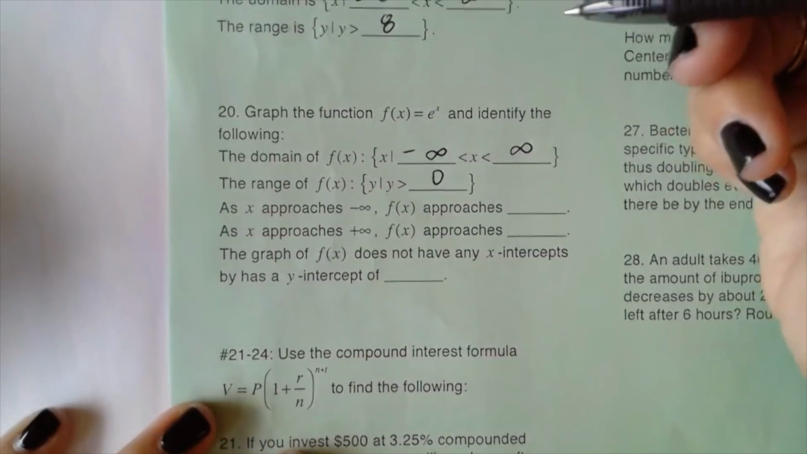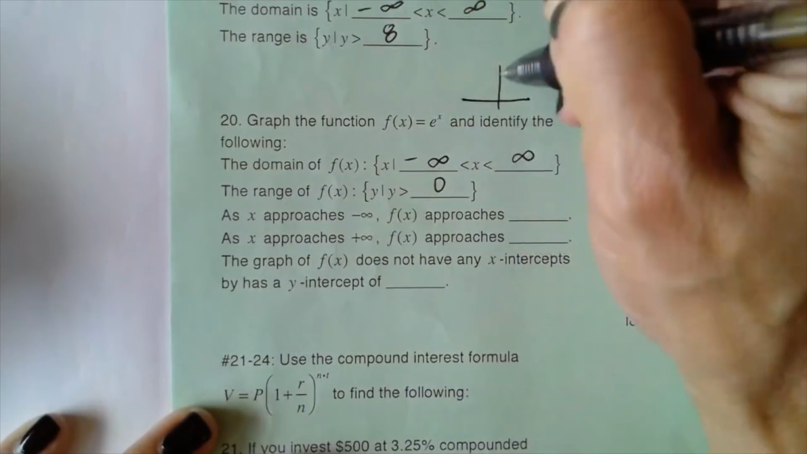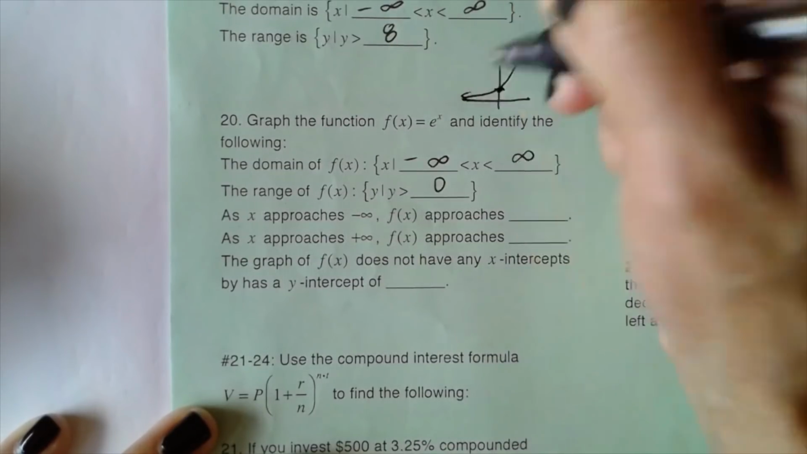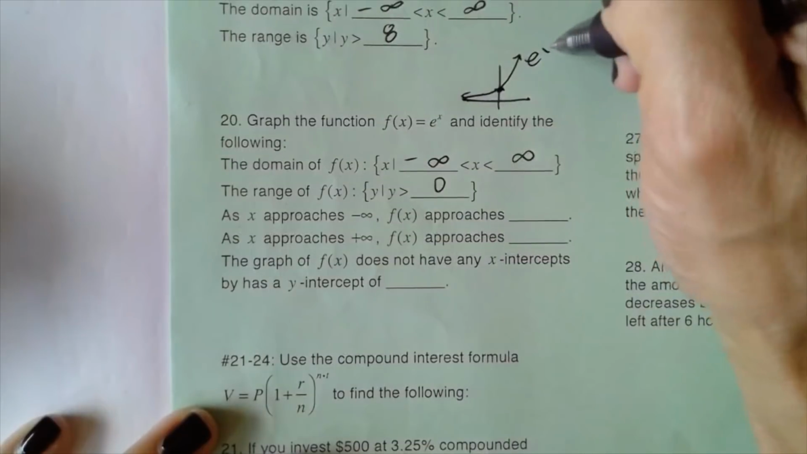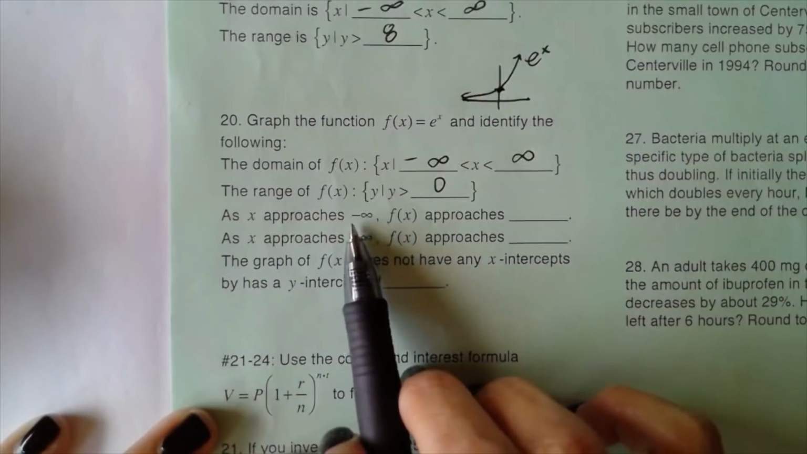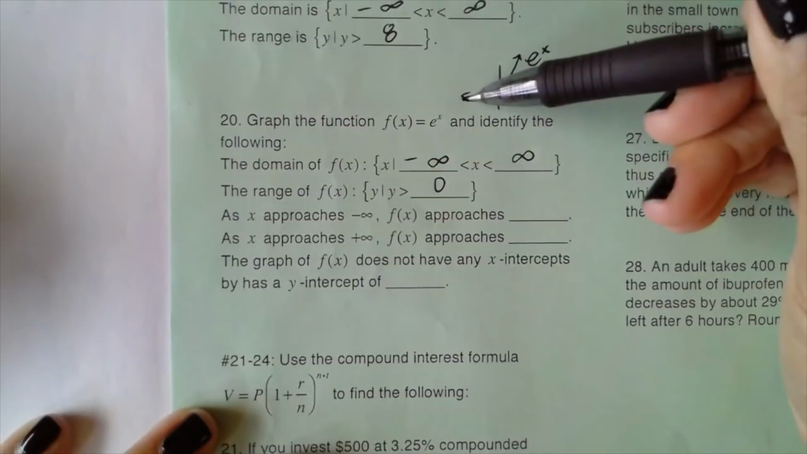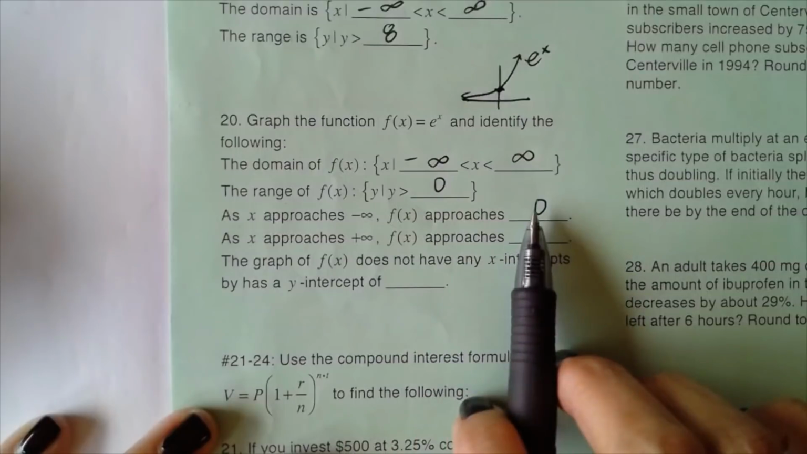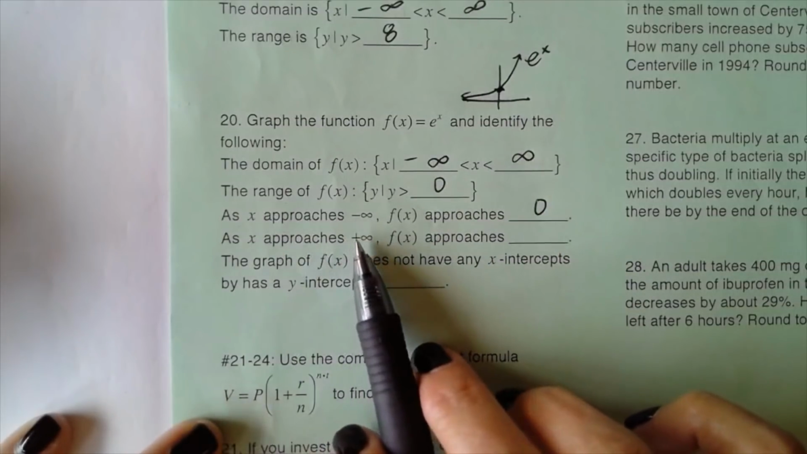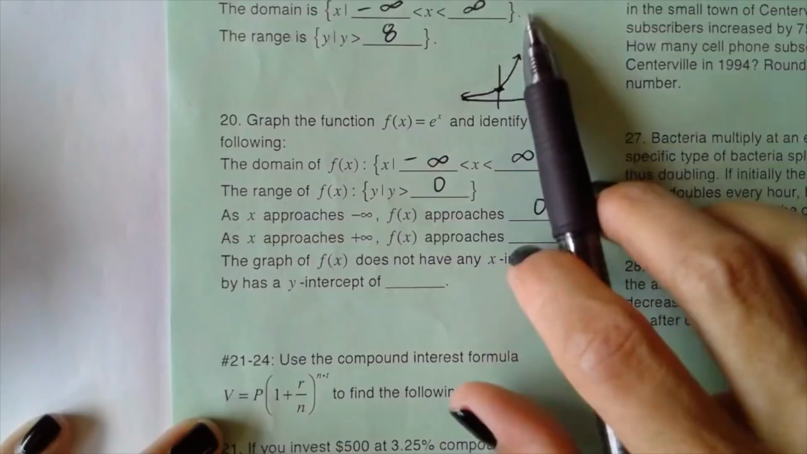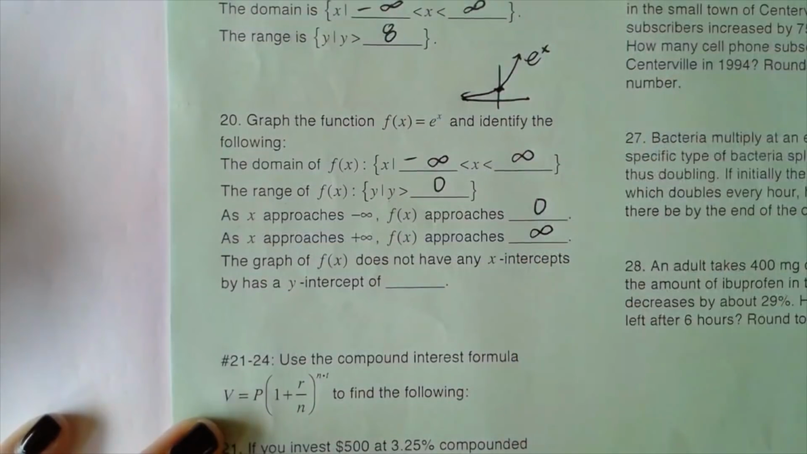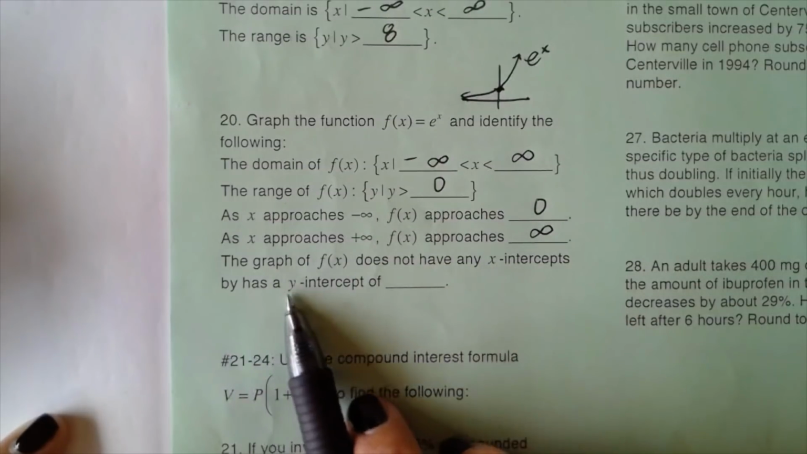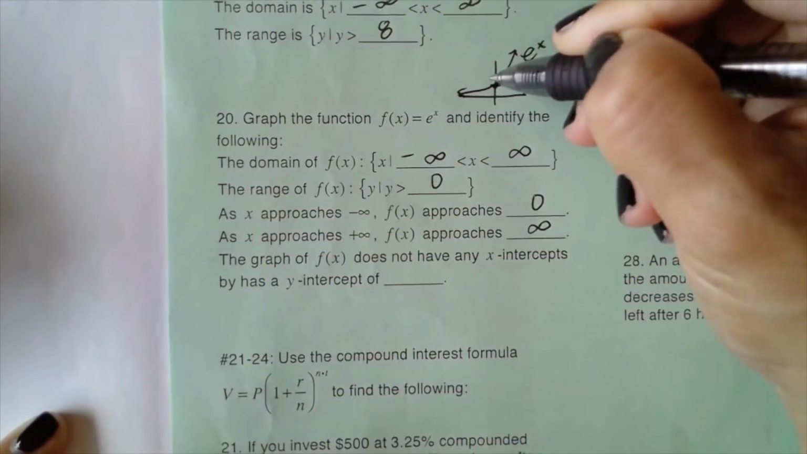And let's just give ourselves a little mini graph of e to the x. So e to the x hits at (0, 1). So we can see this is our little mini graph of e to the x. So as x approaches negative infinity, that would be to the left, the graph is approaching a height of 0. So the height f of x approaches 0. As x approaches positive infinity, so that means to the right, the graph is going up really fast, so we would say positive infinity. And then the graph of f of x does not have any x-intercepts, but has a y-intercept of (0, 1), which is 0, up 1.